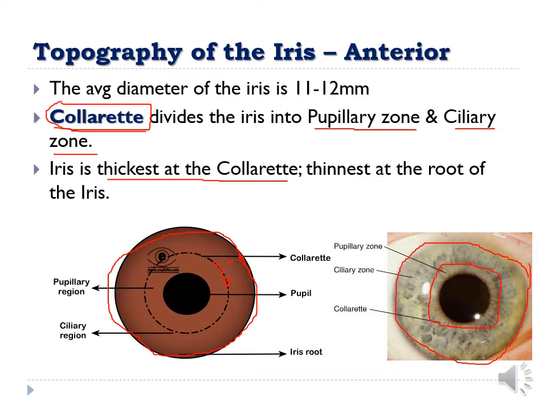Quick things to remember in this slide: the diameter of the iris. What is the collarette? It is the dividing line between the pupillary zone and the ciliary zone. Remember, the part of the iris close to the pupil is the pupillary zone, and the part close to the root of the iris is the ciliary zone. And the iris is thickest at the collarette and thinnest at the root of the iris.